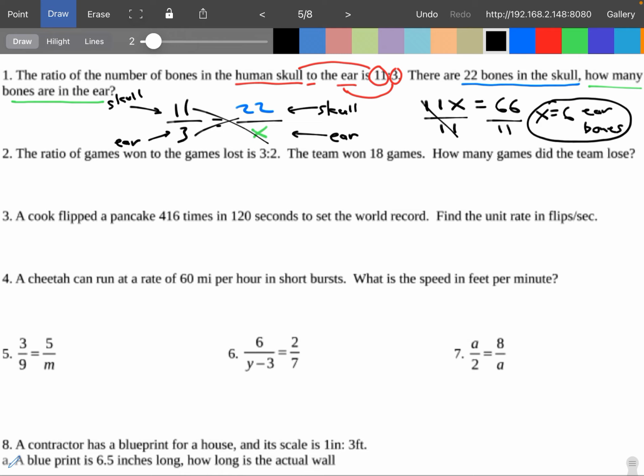Can you guys see that? Okay, I'm kind of writing small. You all right? Okay. All right, next one.